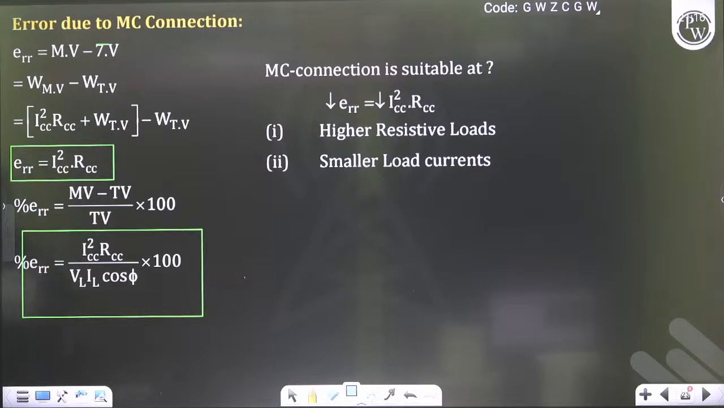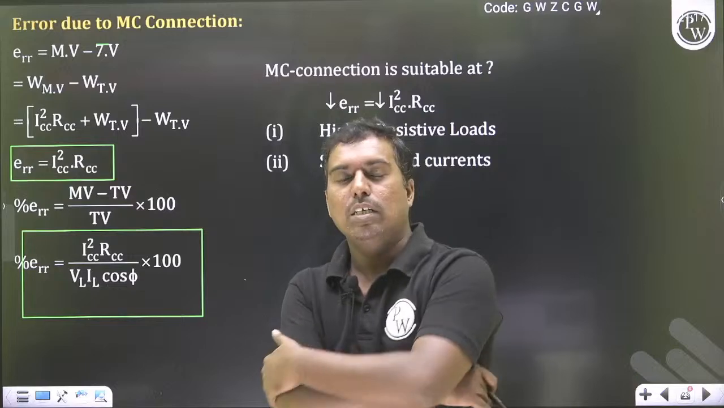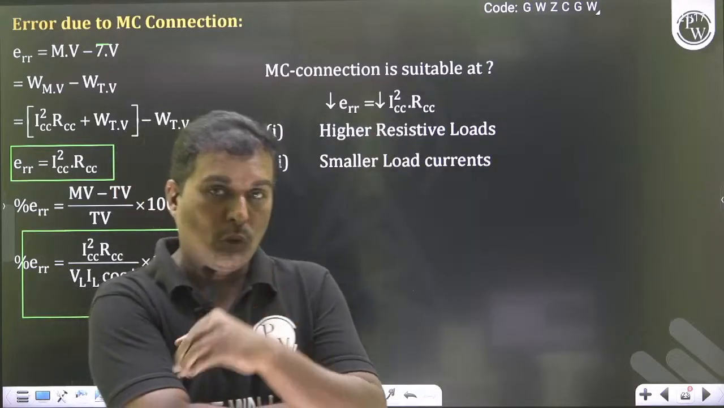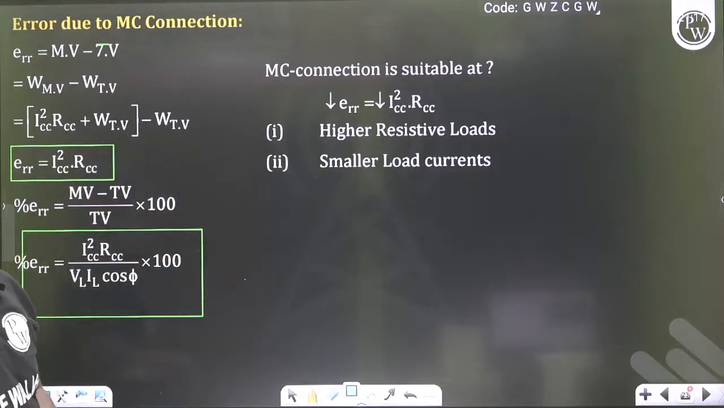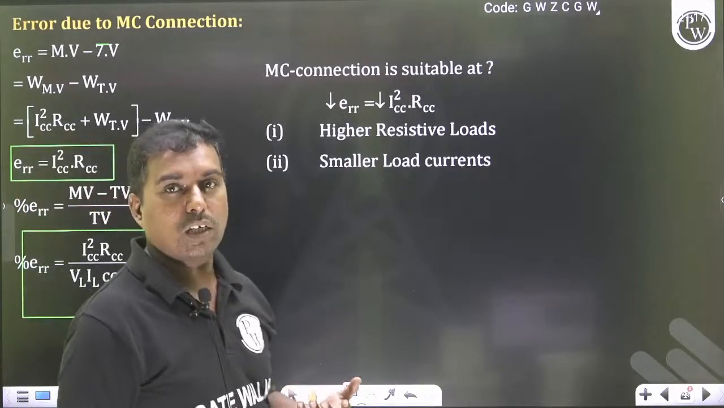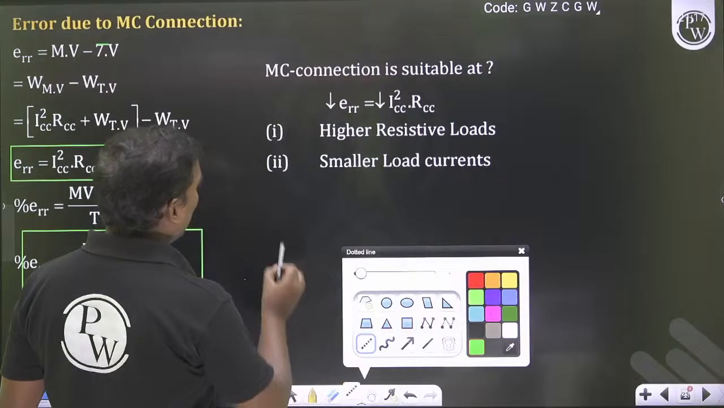Am I right or not? Yes or no? So current passing through the current coil and current passing through the load should be less. So load, which load you can attract the low current? So higher resistive loads, higher resistive loads. That means the load is highly resistive type. Then क्या होगा? The current passing through that load will be very less. So higher resistive loads. And for smaller load currents.